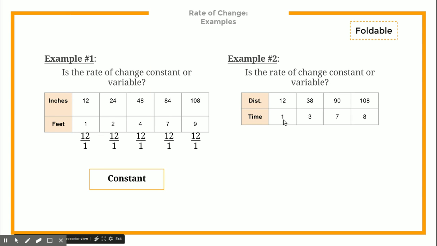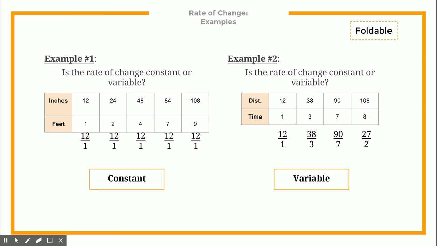Now over here, it's a slightly different problem. It's 12 over 1, but 38 over 3 doesn't reduce anymore. And 90 over 7 doesn't either. 108 over 8 would reduce to 27 over 2. But are these fractions constant? Are these ratios constant? And since they are not, that tells us that this is a variable rate of change.